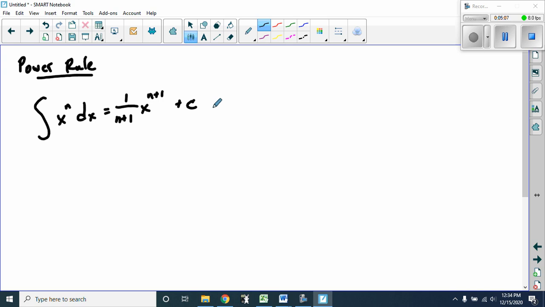This works for almost every n value. There's one n value that it does not work for. N cannot be -1, because if n were -1, we would be dividing by 0. So the power rule works for all n values except for -1. If n is -1, there's another rule that we'll learn later.